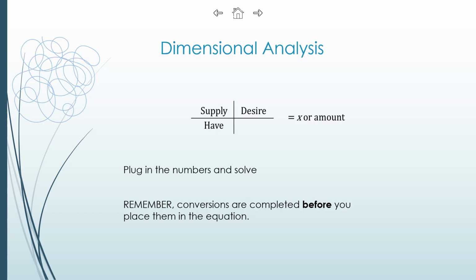Dimensional analysis, same thing. You use your desired over, or your supply over have, and then your desired times X. Plug in the numbers and solve. Remember, conversions are completed before you place them in the equation. They have to be the same measurement.